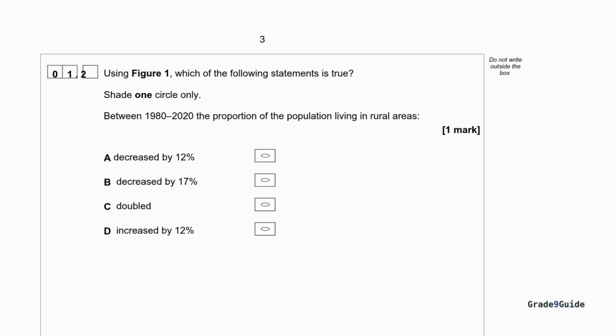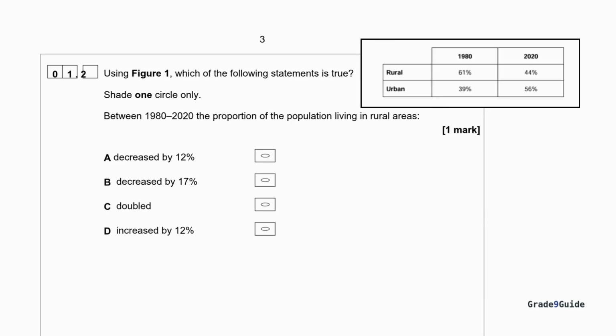All right, on to question 1.2. Using figure 1, which of the following statements is true? This is asking for a quick calculation based on the chart. So, the rural population was 61% in 1980 and 44% in 2020. The difference between those two numbers is 17%. Since it went down, that's a decrease. So the correct answer here is B.